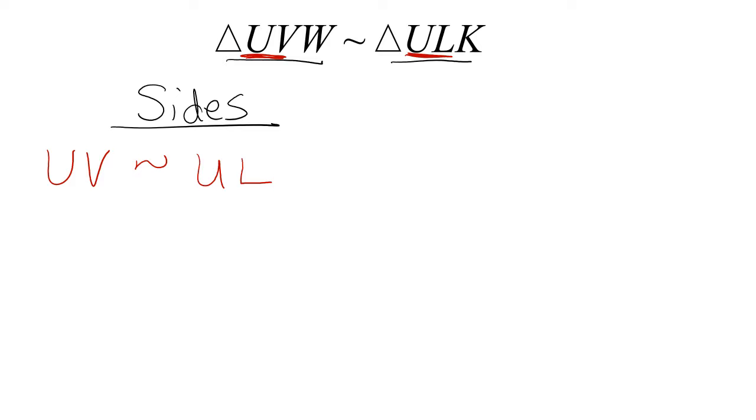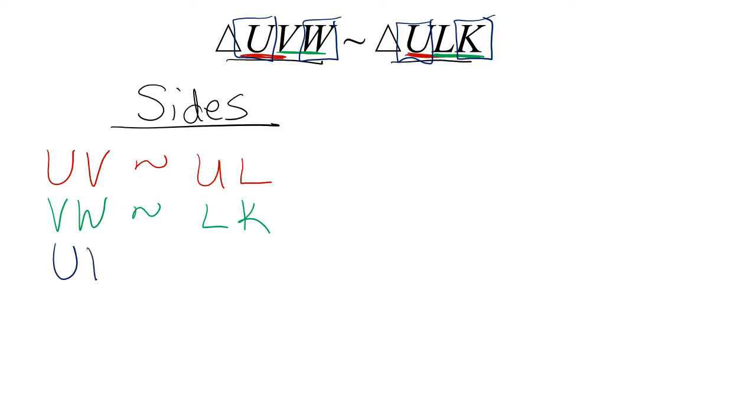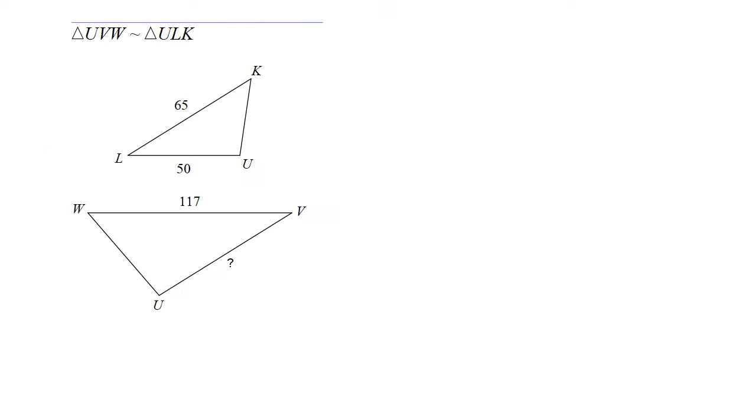All right, so now my second set of sides I could look at, I'm going to look at the middle and the last endpoints given. So now I know that VW would be similar or in proportion to LK. And then our third set is found by looking at the first and end within each one. So now I know that side UW has to be similar to UK. All right, so that's what we're going to use to solve most of these problems. Let's look at the first one.